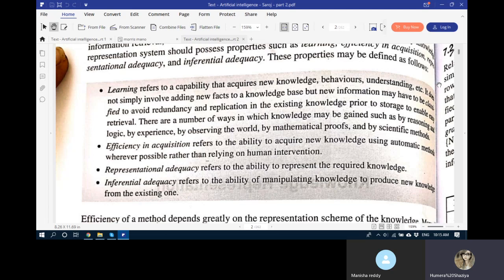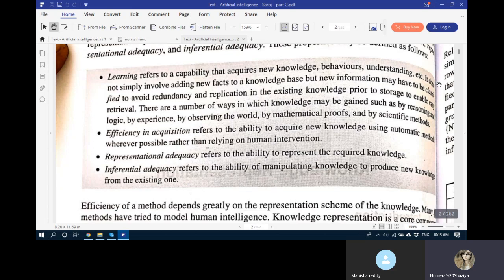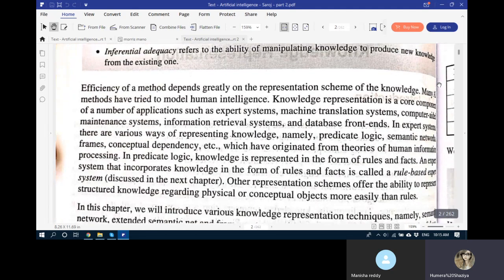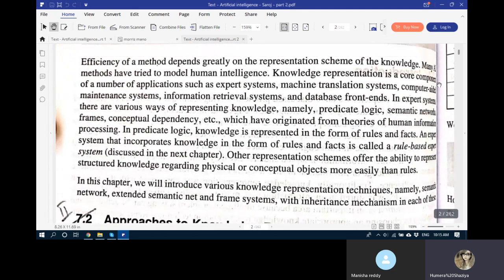Now, one more question that arises is, where is this knowledge representation useful? What are the applications of knowledge representation? Knowledge representation is the core component of a number of applications, such as expert systems.